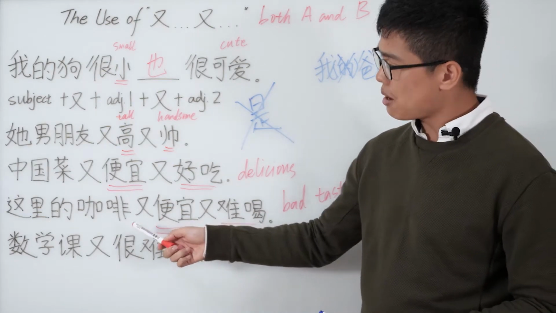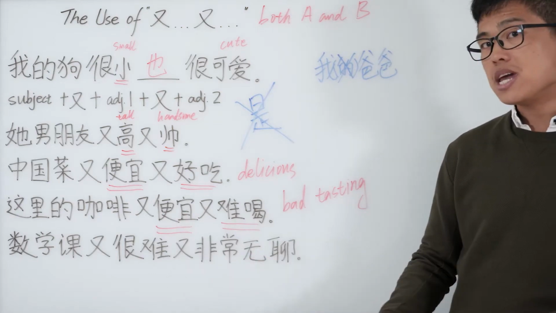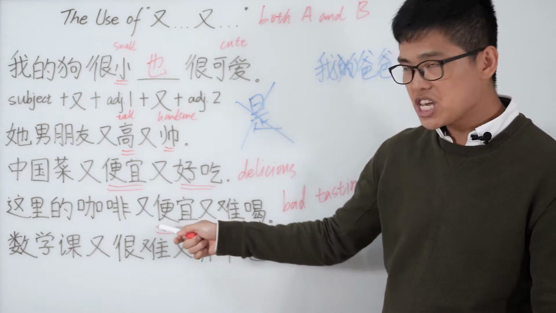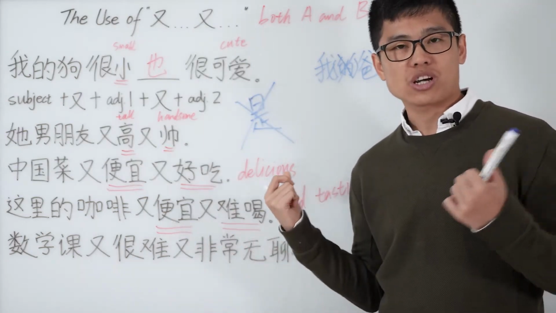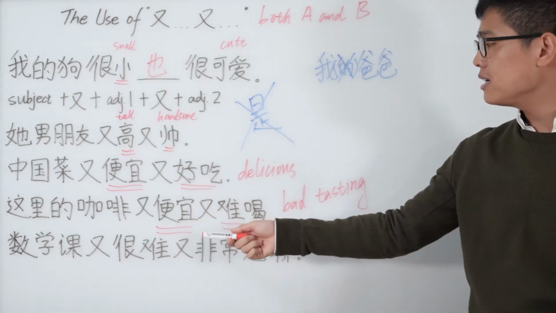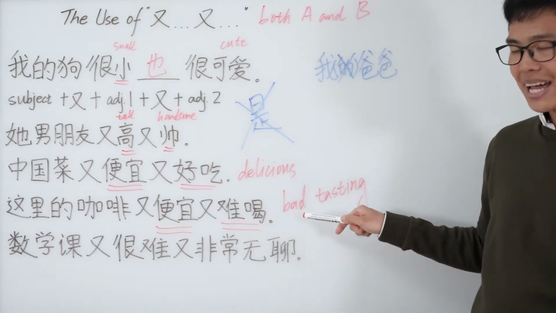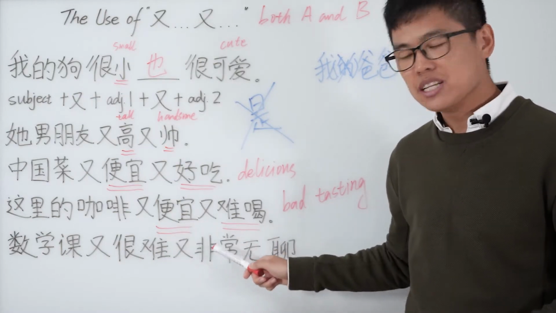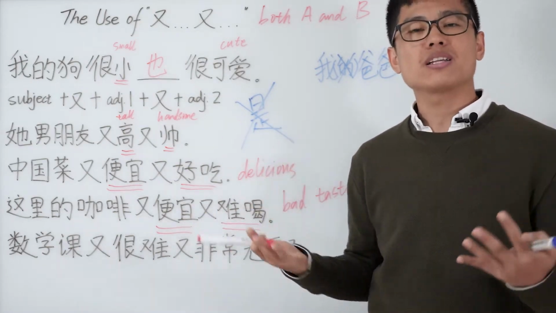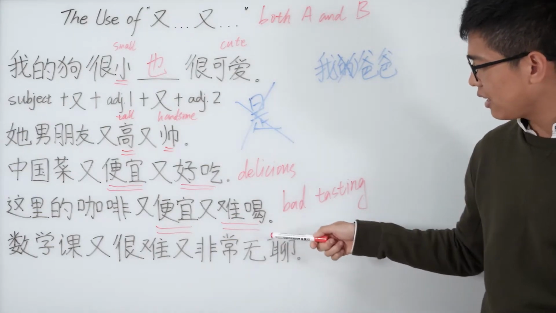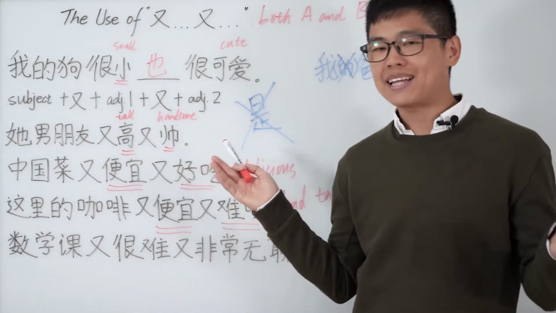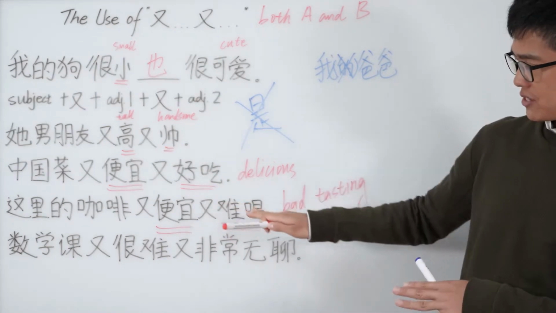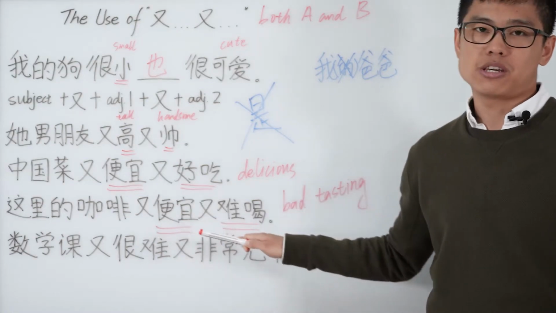So my impression about the coffee here can be either good or bad. So the first one is cheap. That's good, right? We want the coffee to be cheap, 便宜,便宜. But the second one, bad tasting, that doesn't sound right because it's contradicting. The first adjective is some quality that we want, but the second quality, bad tasting, nobody wants bad tasting coffee, right? So the structure seems right, but the adjective here is wrong.